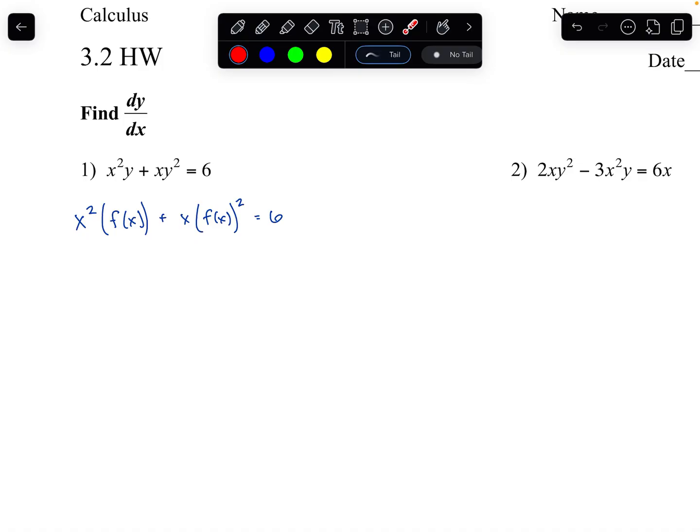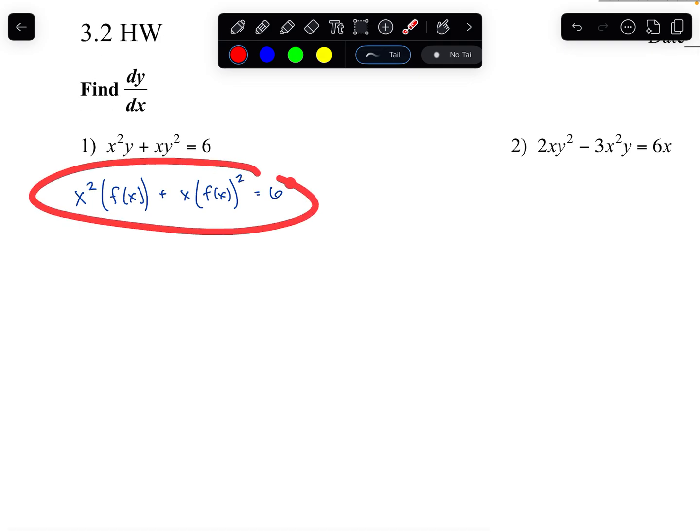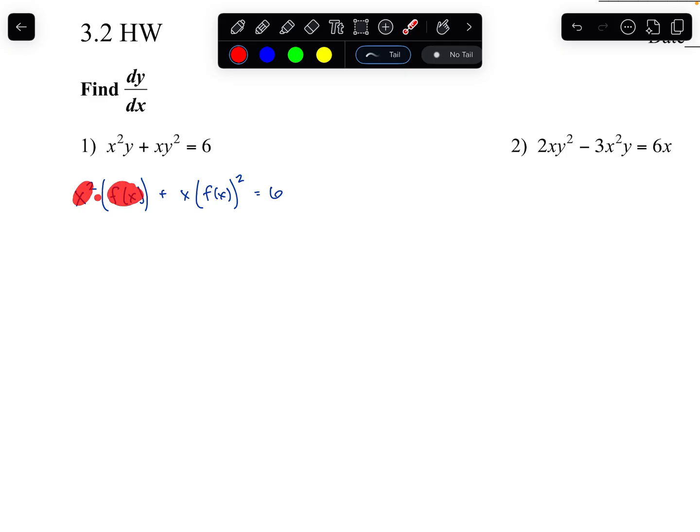So as we take the derivative of this equation right here, we have x squared times f of x. We don't necessarily know what f of x is. F of x could be x to the third. F of x could be sine of x. F of x could be tangent of x. Whatever f of x is, this is the explicit form of the function. Y is the explicit form, which we don't know.